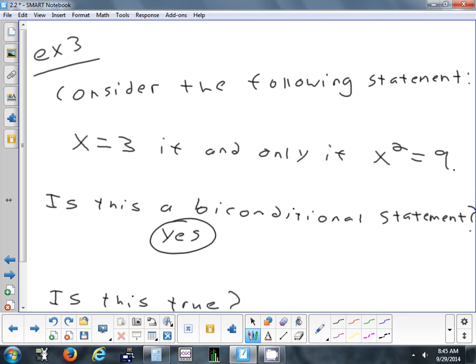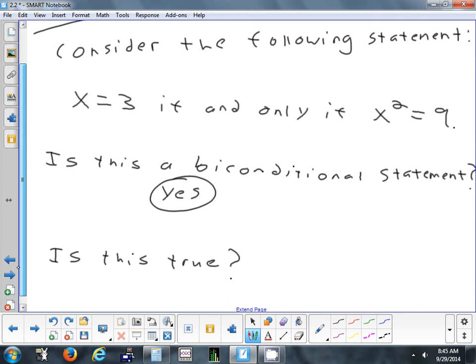Second part. Now I'm asking about the truth of that statement. Is that biconditional statement true? And remember, for it to be true, it has to be true in two directions, forward and backward. If either one isn't true, it's not true. How about Sarah? No, why? What is wrong with that? You're correct.